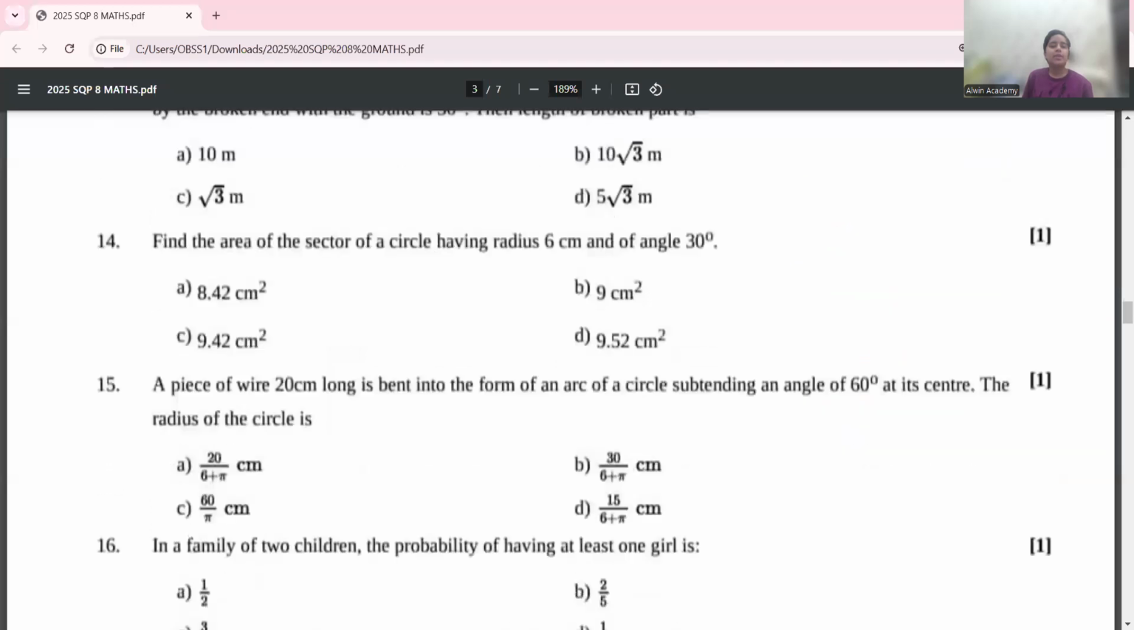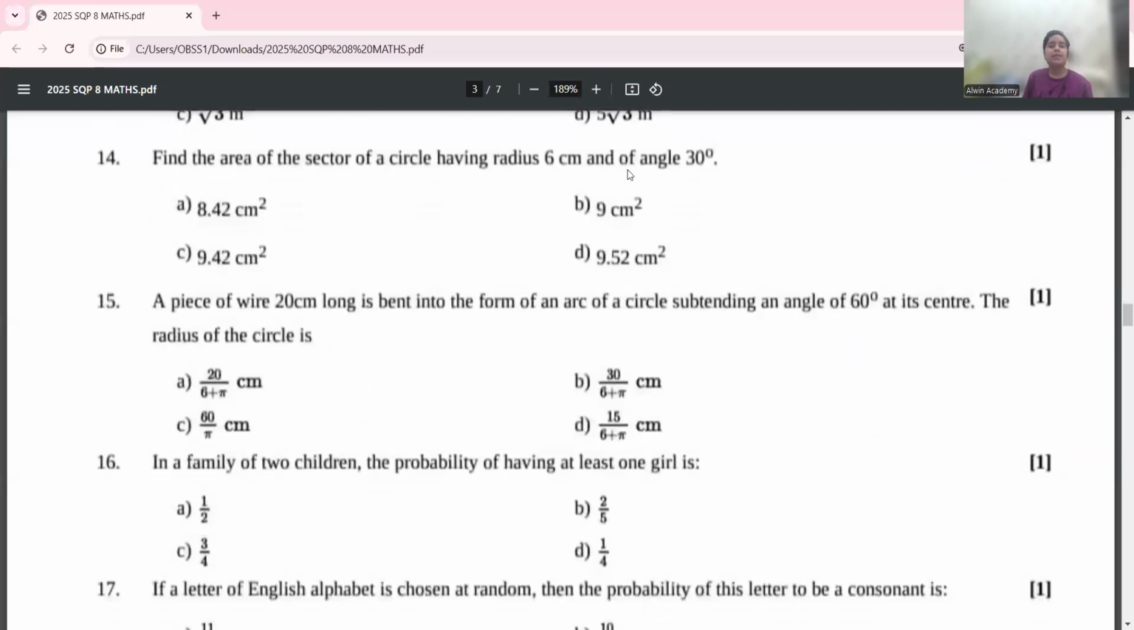Find the area of a sector of a circle having radius 6 centimeter and angle 30 degrees. We put in the values in the formula theta by 360 into pi r square. 6 square is 36. So 36 ones are 36, tens are 0, cancel. 3 times 3.14, that's 9.42, option number C. Going to the next question.